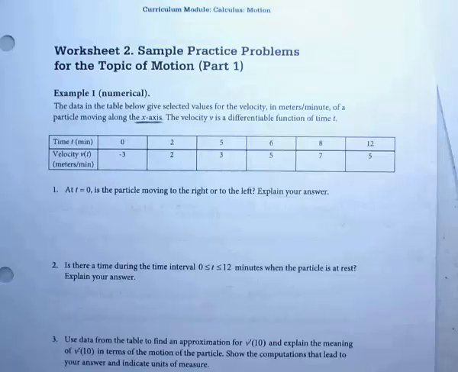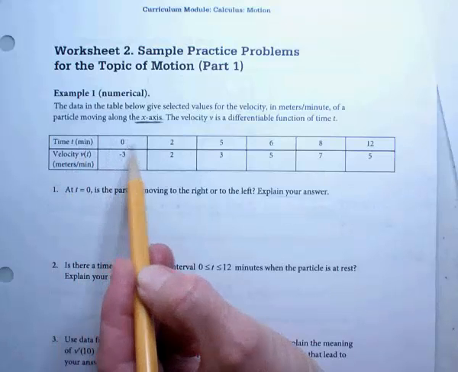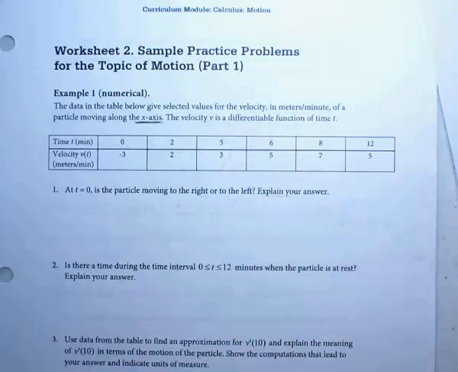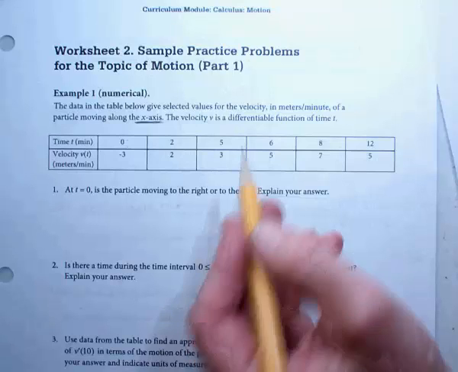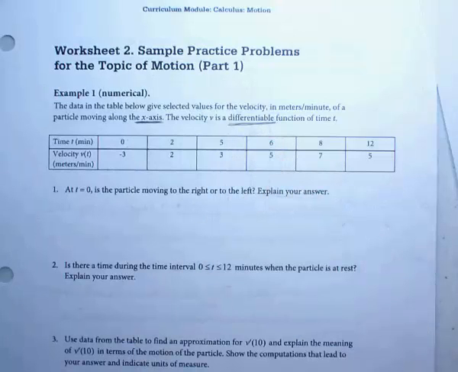So let's look at the data table and the units of measure. The time is measured in minutes, and these are the only times at which we've collected data on the velocity of this object. The velocity is given in meters per minute, so all good things to pay attention to. It also tells us that this velocity function is differentiable. That's pretty important. If we know a function is differentiable, then we also know that the graph is continuous.